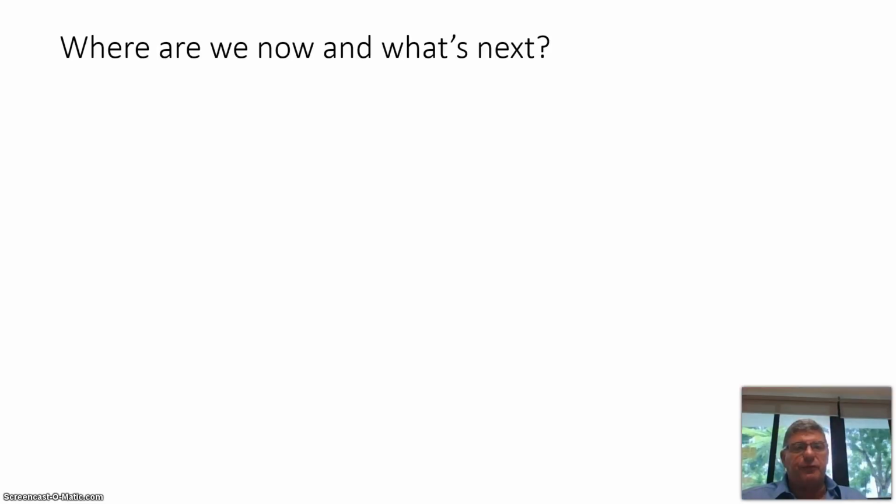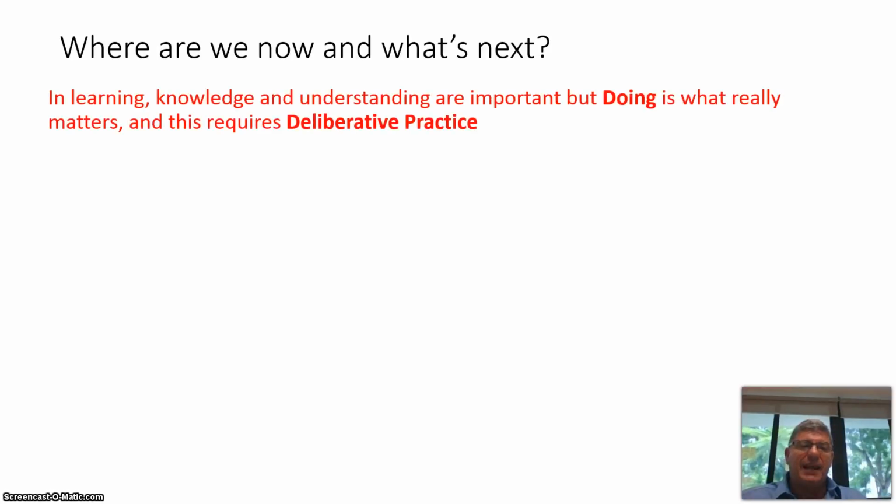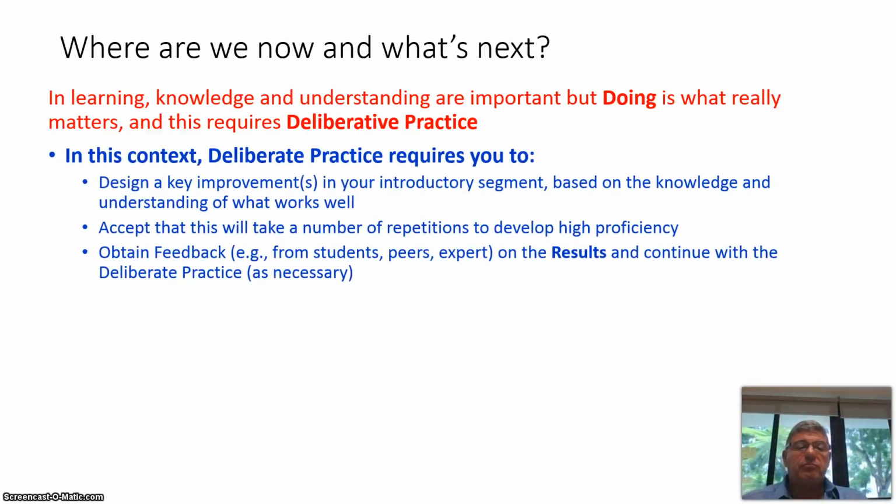Okay, so let's get a frame on where we are now and what's next. In learning anything, as we know, knowledge and understanding is important, but ultimately when skills are involved, we've got to actually do it, and this requires practice. What is often referred to as deliberate practice, where it's planned in a very structured way to improve certain aspects of performance with clear objectives that are achievable with some effort.